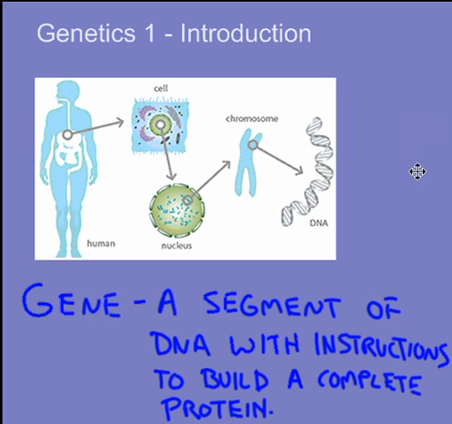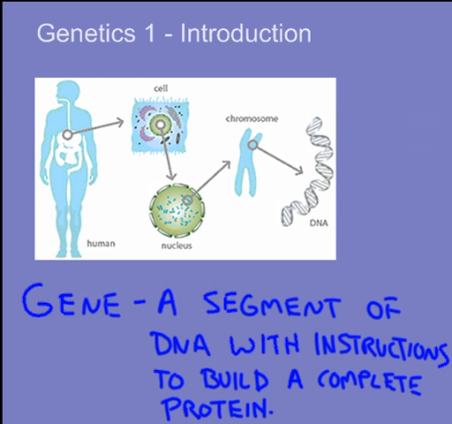Now, a gene is a segment of DNA with instructions to build a complete protein. So this might represent a gene right here. This segment of DNA could have information to make a complete protein. Maybe this is a protein that makes the pigment color of your skin. Maybe this is a protein that makes your hair curly. Remember also that proteins could be enzymes which are controlling chemical reactions. So all of these instructions come from the DNA.